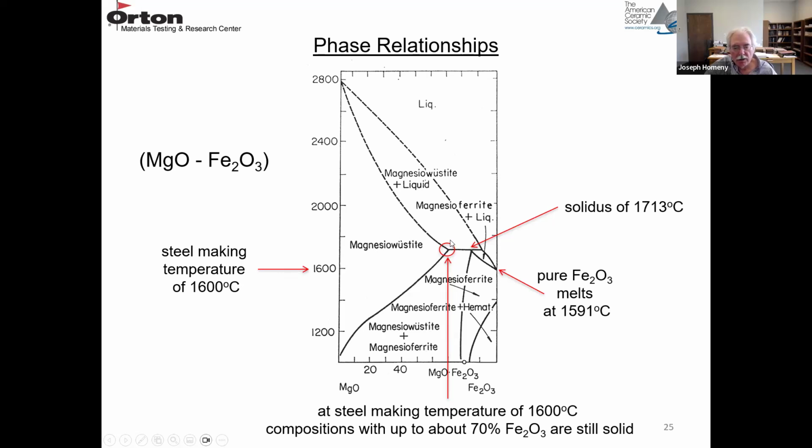And I circled this area here because this is your solidus curve, the first one that's approached here, and that's at 1713 degrees C. So if you just look down on this phase diagram at this 1600 degrees C, the composition can tolerate about 70 weight percent Fe2O3 and still be solid below this temperature, 1713 degrees C. So again, MgO, if it's oxidizing conditions, can tolerate a great deal of Fe2O3.